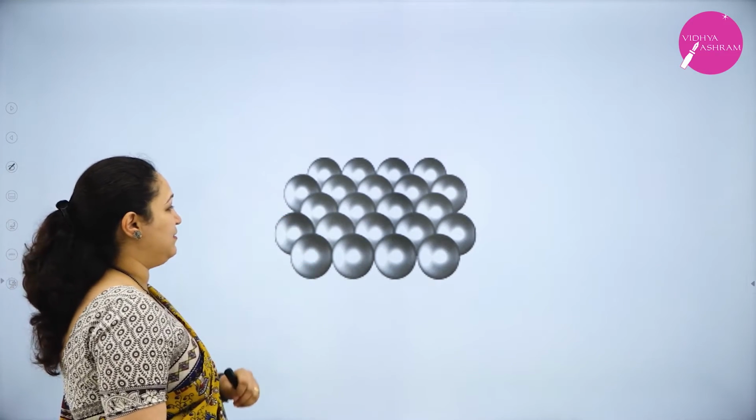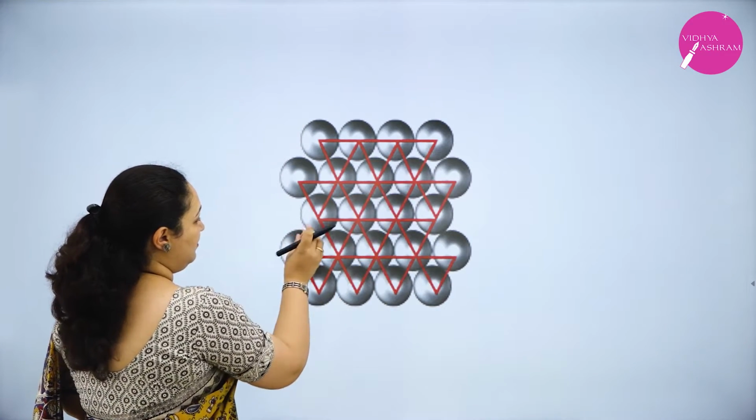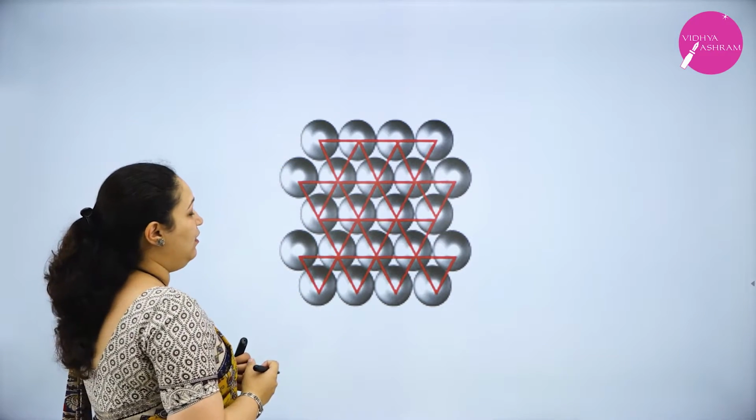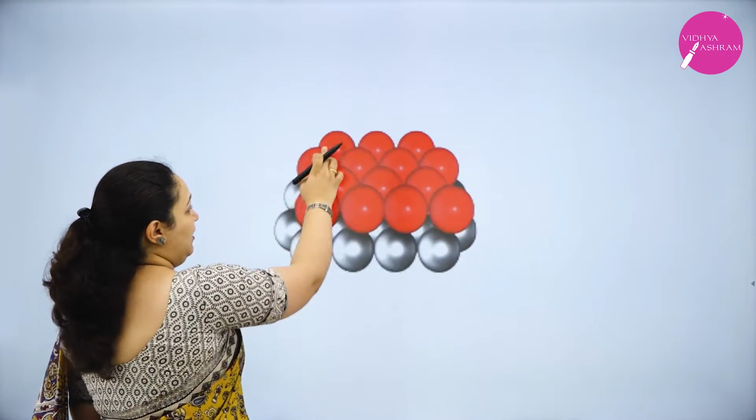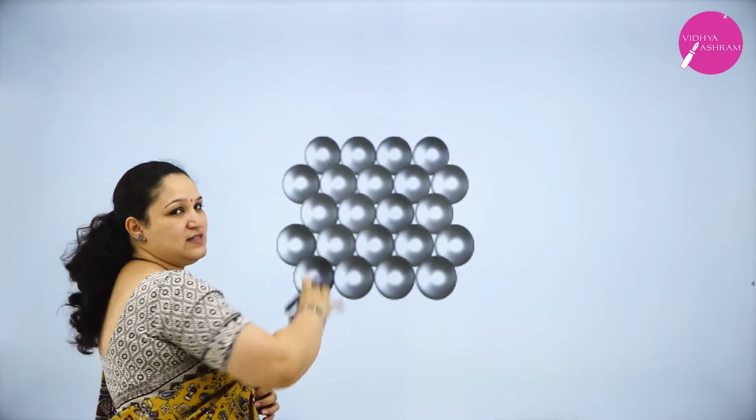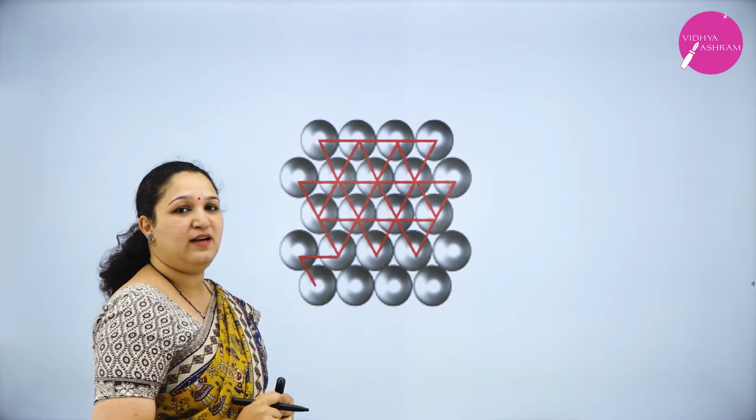See, this is my first layer, correct? Wherever triangles are drawn, there is one more particle which is coming, which gives rise to tetrahedral voids. See, tetrahedral voids, above that you can see here. Again, there is a third layer. Over the tetrahedral voids, my third layer is coming.